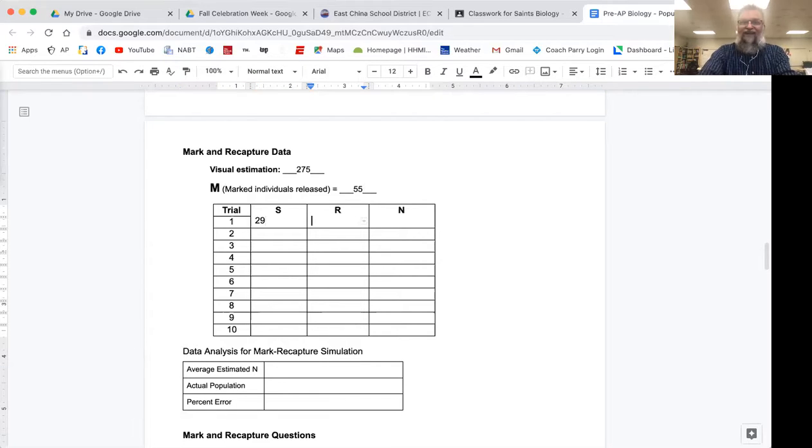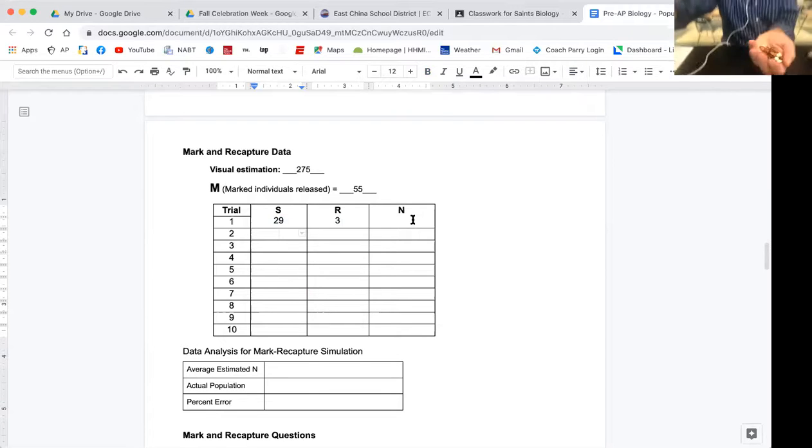And of those 29, how many were recaptured? Those would be the white ones. There were 3. So that is the value that I'm going to put, 29 and 3. And we have to calculate. We'll come back and do that afterwards. Then I took the beans and put them back in the bag, and I'm shaking the bag up.